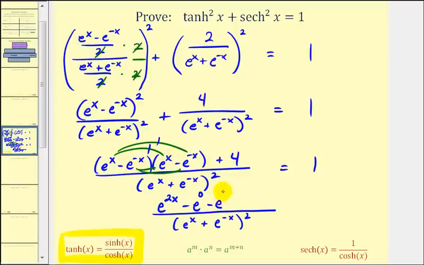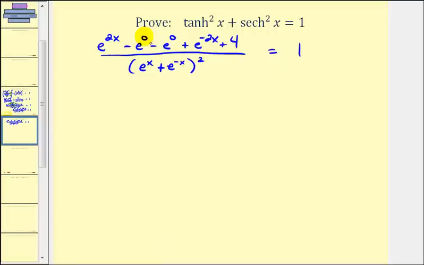And then we have negative e to the negative x times e to the x, which again would be minus e to the 0. Remember, these are both equal to 1, since anything to the 0 power is equal to 1. And then finally we have negative e to the negative x times negative e to the negative x, which would be plus e to the negative 2x. And we still have plus 4 equals 1. Let's go ahead and continue this on the next slide.